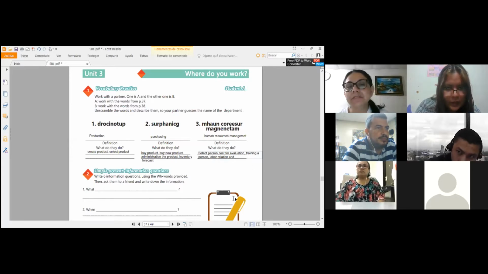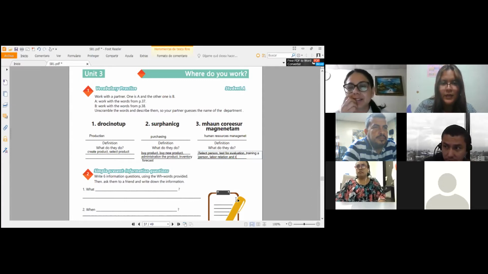Recruitment and staff selections. Reclutamiento y selección. Ya lo pusimos. Ahí está arriba. Select person. Ah, ok. Solo eso. Va.